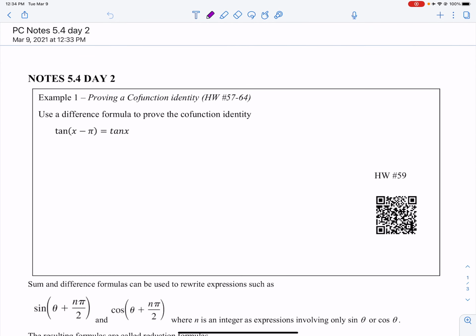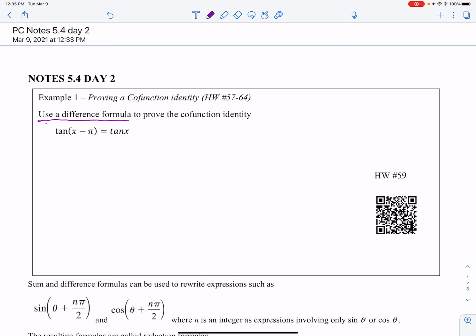Pre-calculus 5.4 day 2 notes. So we're going to have some proofs where we're going to be using these sum and difference formulas for sine, cosine, and tangent. And we're just given an identity like before. So we're going to make one side look like the other. But it did give directions here to use a difference formula, so you need to use a difference formula.